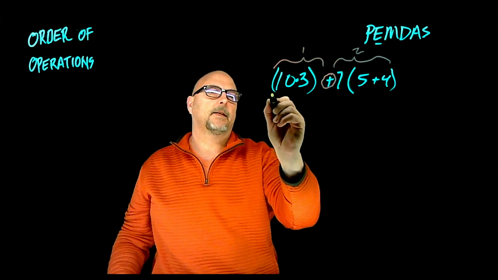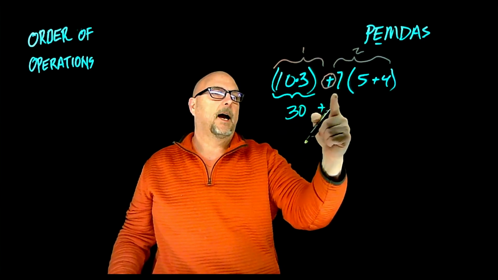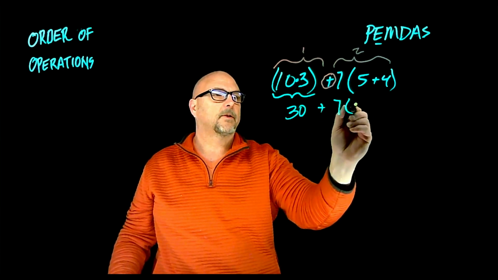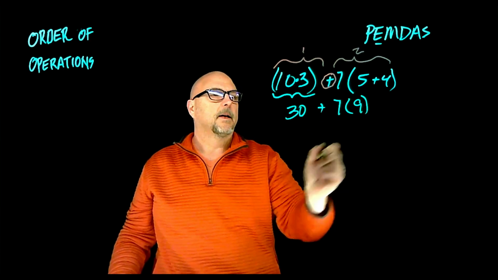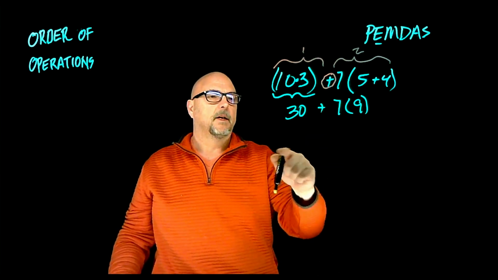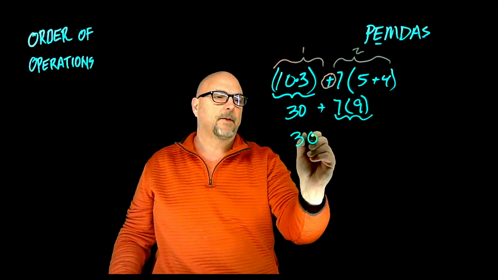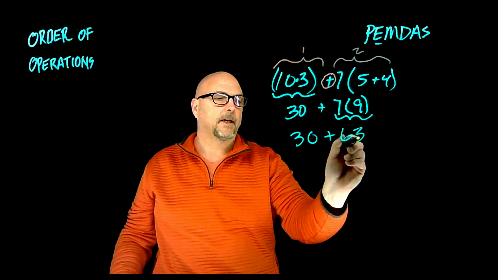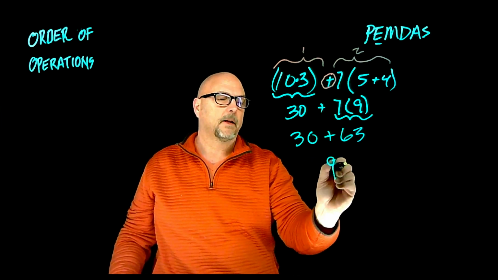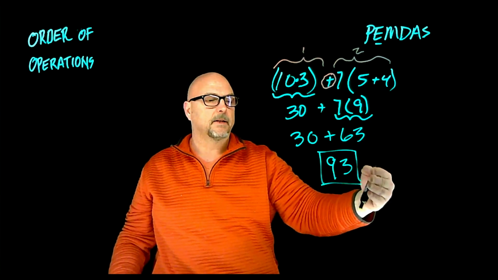So in the parentheses here, I have 10 times 3, which is 30. I'm not going to multiply by, I could distribute, but if I'm just doing a regular problem, I'd have 30 plus 9 times 7, 7 times 9. So the next step would be to multiply here. So we have 30 plus 63. Last step, add the 30 and the 63, and we end up with 93. So our final answer to this problem is 93.